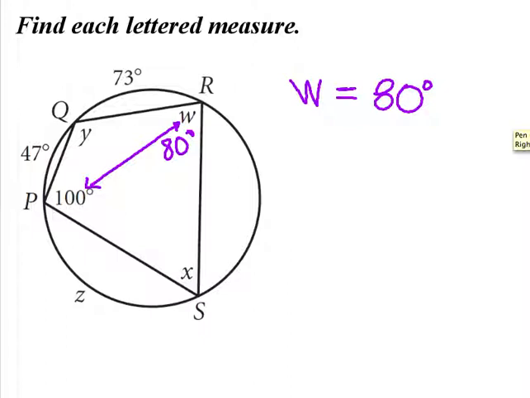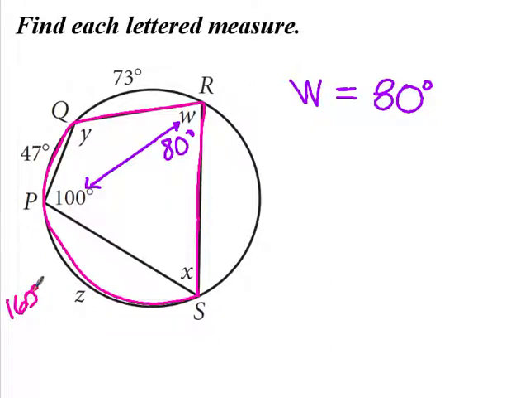Okay. Close. If I look at this angle right here, do you see that? That's an inscribed angle that intercepts this arc. So since 80 intercepts this arc, this entire arc has to measure double 80. So that entire arc has to measure 160.